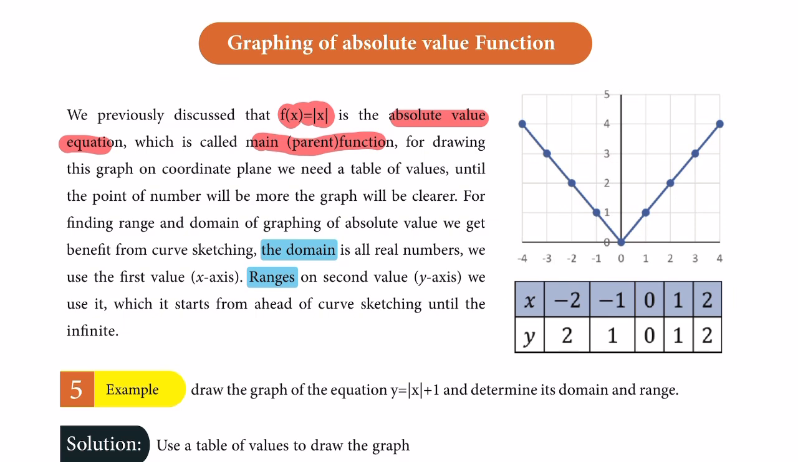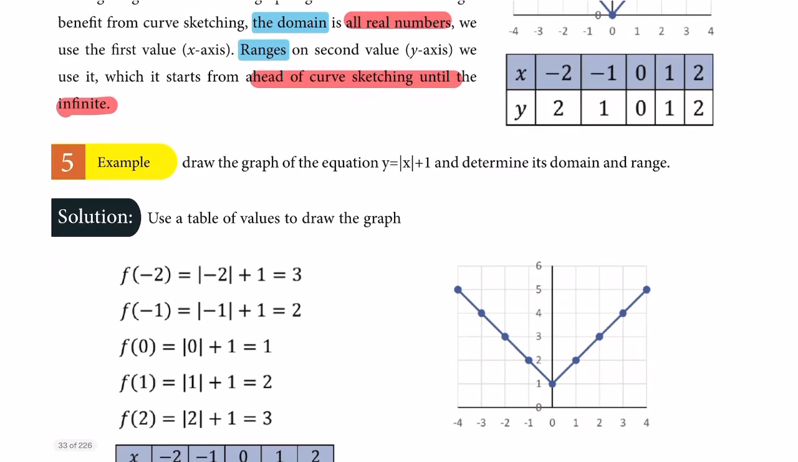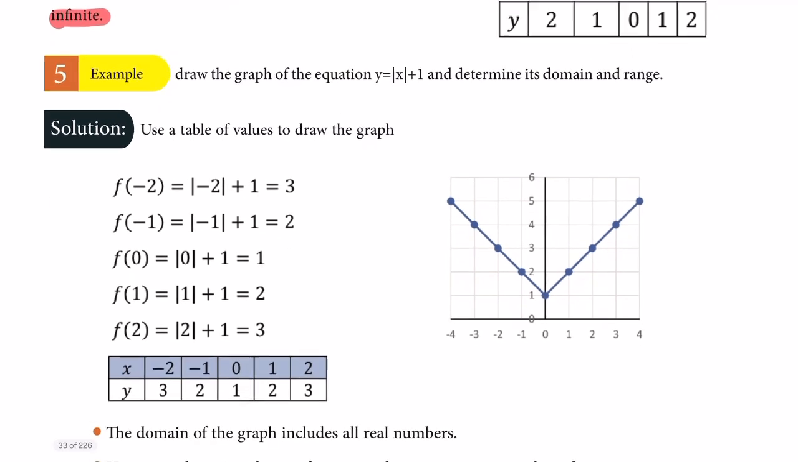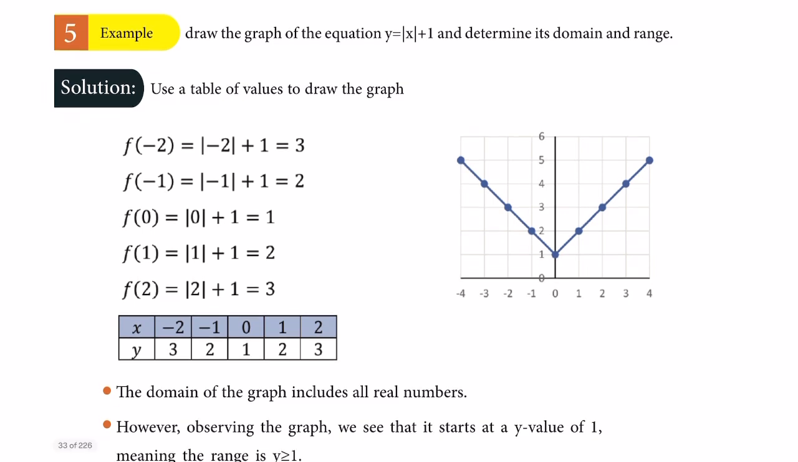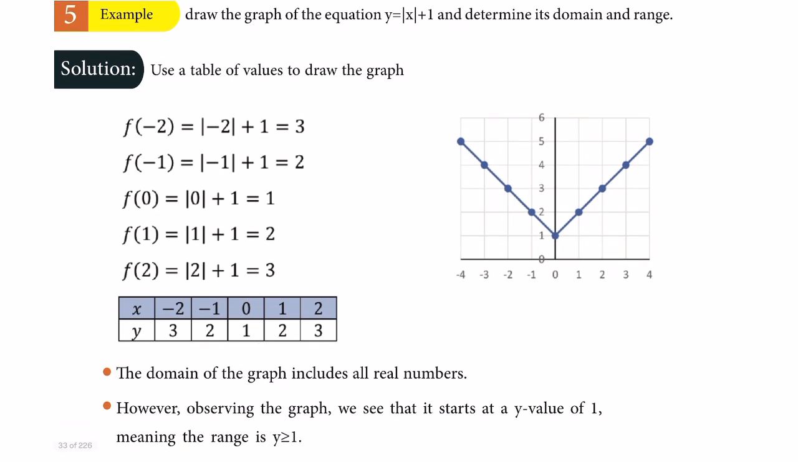What you should know about range and domain here is that the domain is all real numbers and uses the x values. The range uses the y-axis, so it starts from the head of the sketch until infinity. What is important to know is that it says draw the graph of the equation and determine its domain and range. Already the graph was created from points, and it said that the domain of the graph includes all real numbers. However, observing the graph, we see that it starts at a y value of 1, so it starts from here, meaning the range is y bigger than or equal to 1.